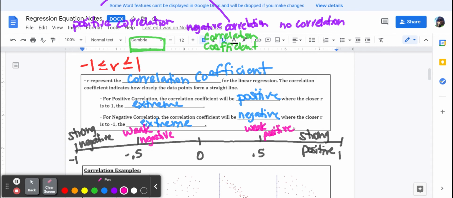And that would be that our lines or our points are close together. We can still tell the direction, but maybe not the most perfect pattern between them. And then as we get right here at 0, that's when we say that there is no correlation. My points are just scattered all about on the graph.